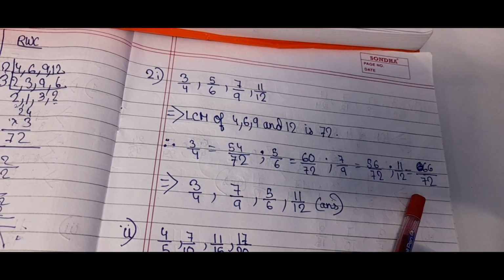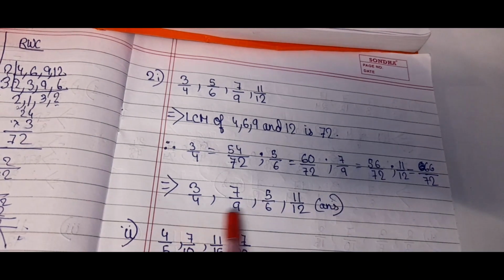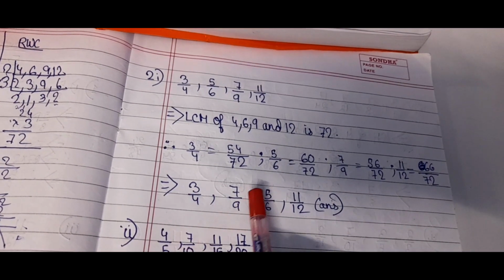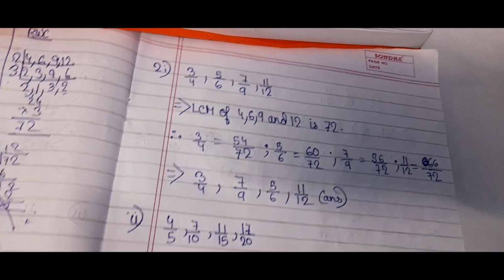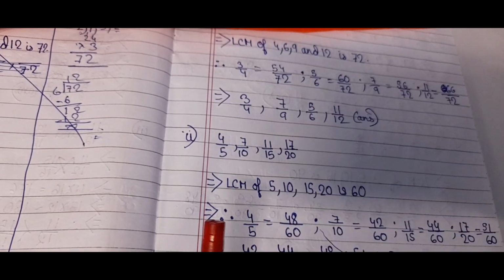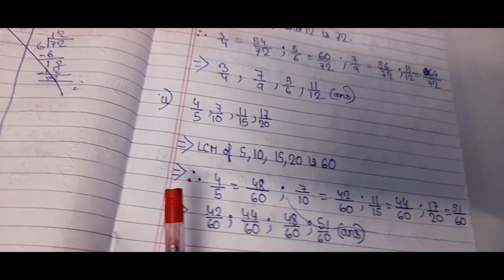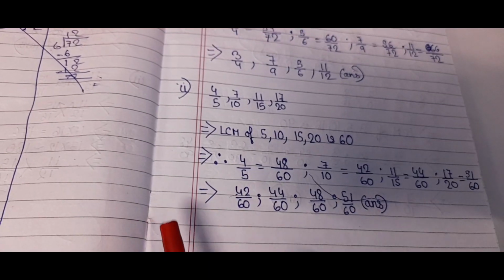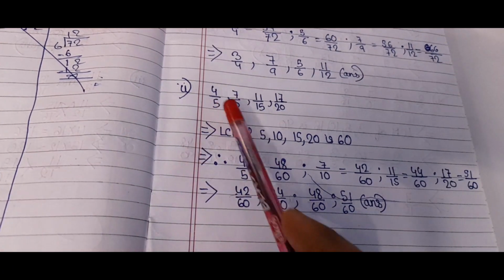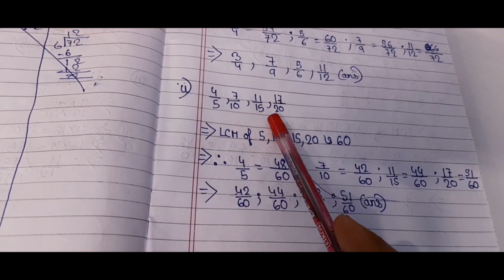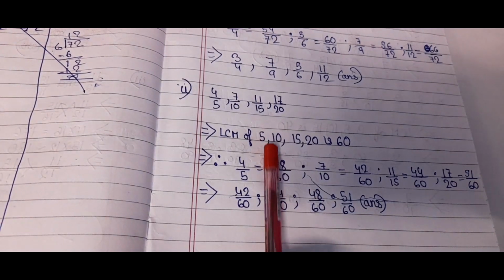Now, in ascending order, it will be 3 by 4, 7 by 9, 5 by 6, 11 by 12. Get it? Answer. Next, the second part is the same as before: 4 by 5, 7 by 10, 11 by 15, 17 by 20.